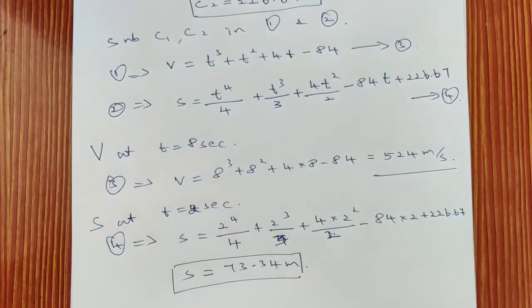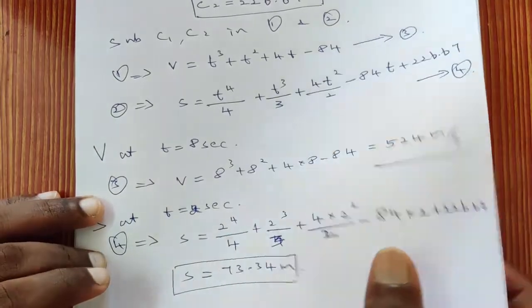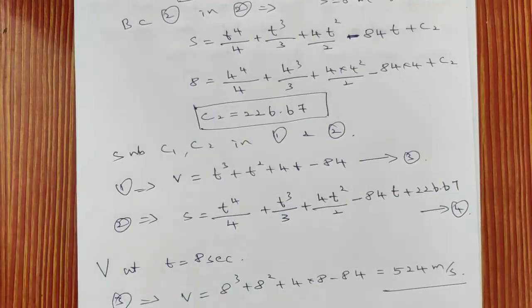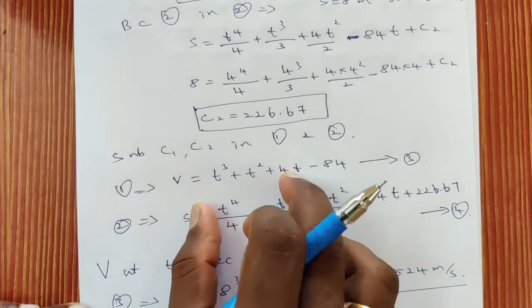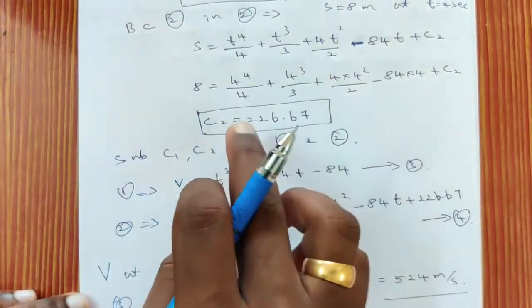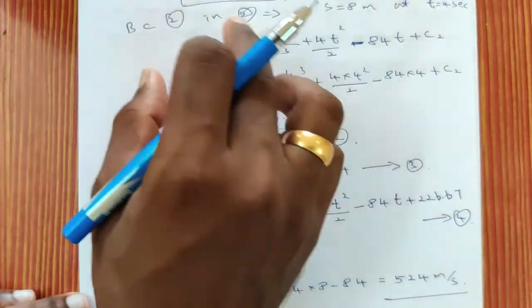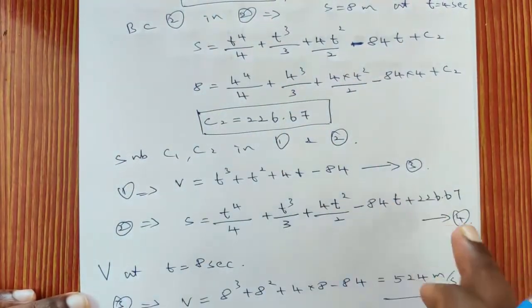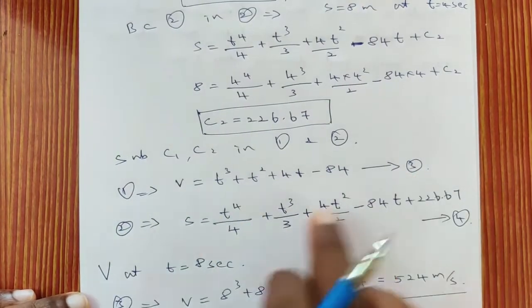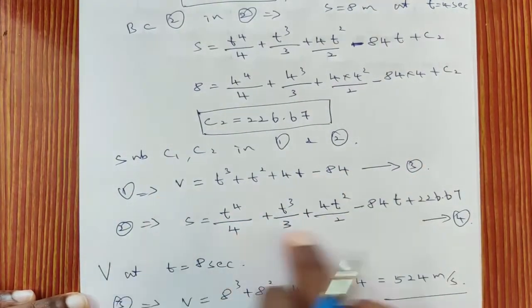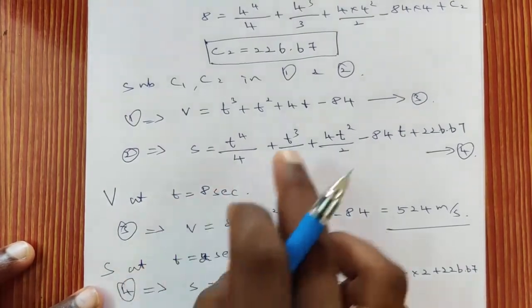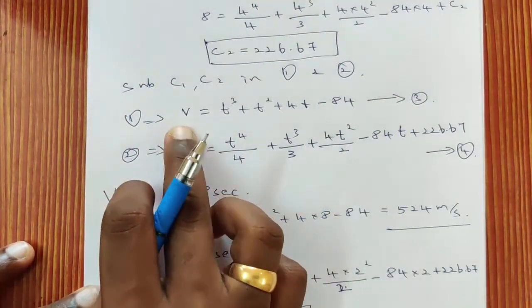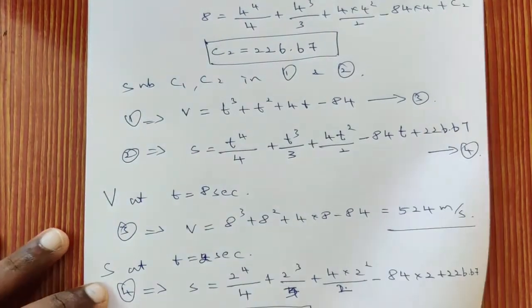Okay, so the important thing about this problem is, first we have to calculate the velocity and the displacement equation. Then by substituting the boundary conditions in the equations, we have to calculate C1 and C2. Then we have to substitute the value of C1 and C2 in the first two equations. We will get the final equation for velocity and displacement. Then based on the problem, we have to substitute the value of t and we can calculate the value of v and s.